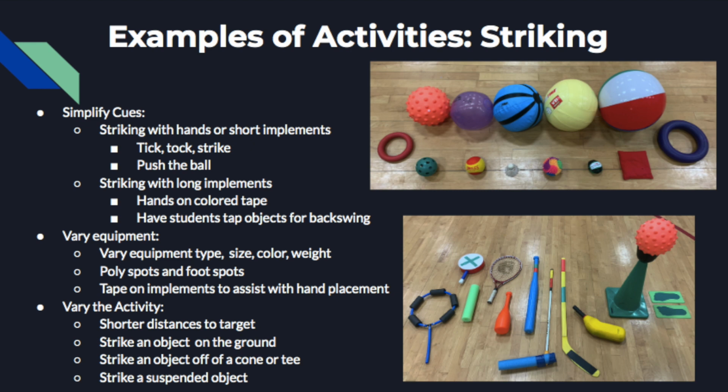So if you're working on backswing, having a student reach back and tap the top of a cone or tap a spot that you've taped on the wall for their backswing will encourage the proper form. Depending on the student's skill level, they may need to be closer to targets and work on skills at a basic level. For example, some students may need to work on striking a stationary object versus volleying back and forth with a partner.